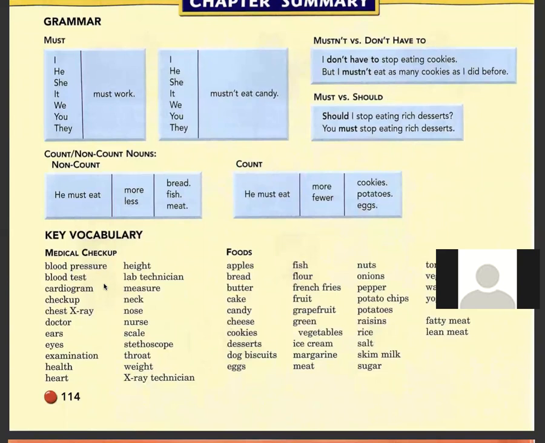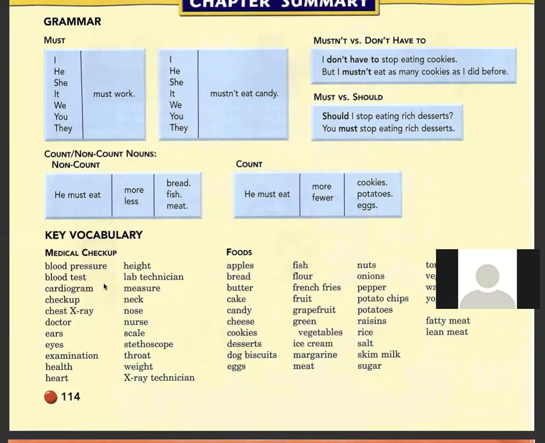I must work. He must work. She must work. Make sure you don't forget the T. It must work. We must work. You must work. They must work.